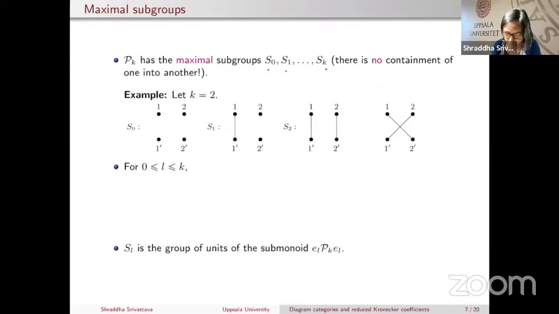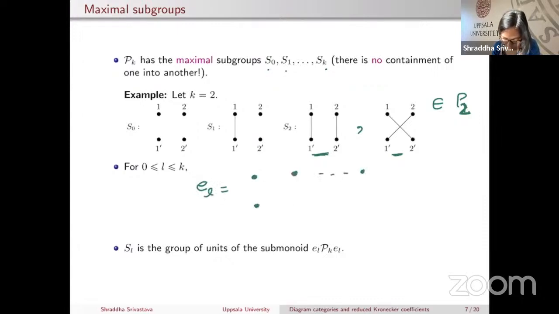For example, if we take k equals 2, then inside the partition monad P2, we have S0, which is just 4 dots, and S1 is again just 4 dots, but we connect 1 with 1 prime, and then S2 has the identity element, and this one is just a crossing. We see that they are very different from each other. There's not even containment.